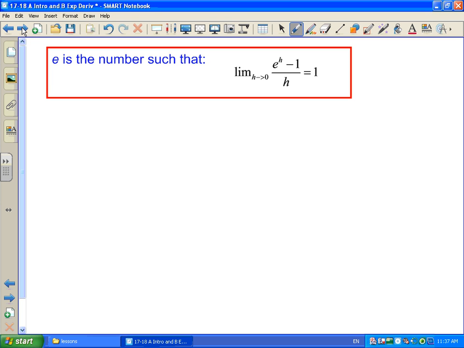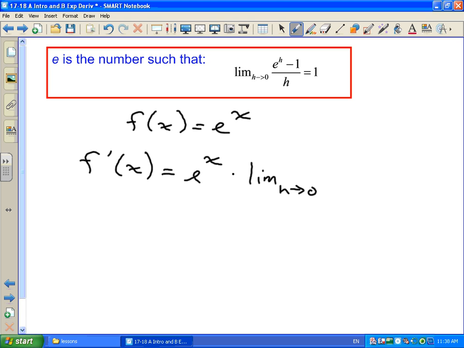Now, why is this important? If we choose our base to be e, our function is f(x) = e^x. Our derivative, from the first slide, was a^x out front. So since a is equal to e, we've got e^x times this limit, (e^h − 1)/h. But we've chosen this number e so that this whole limit is just 1. So our derivative is just e^x. Our function is e^x, our derivative is e^x.